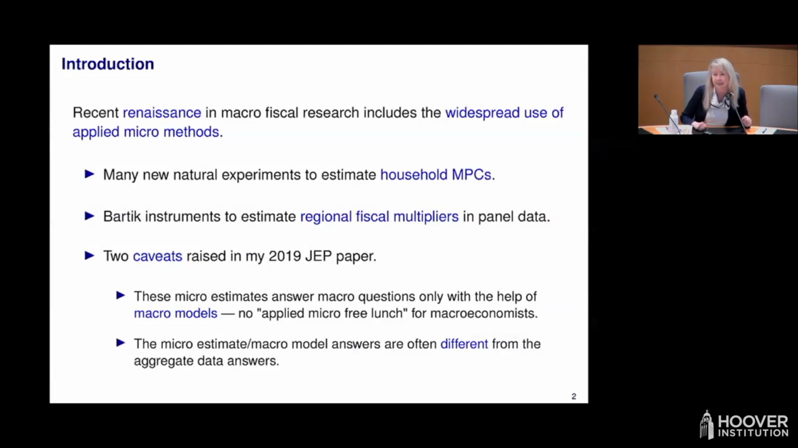So that's why in that piece I said there's no applied micro free lunch for macroeconomists. If you want to answer macro questions, you either have to use macro data as your principal estimate, or if you use these applied micro techniques, you've got to pair it with a macro model in order to get the macro answer. Now, the other caveat is, and I certainly found this in surveying the estimates, you can find very different answers using just a DSGE model that's calibrated or estimated on aggregate time series, versus what you get when you take some applied micro estimate and use some model to figure out what the macro answer is.